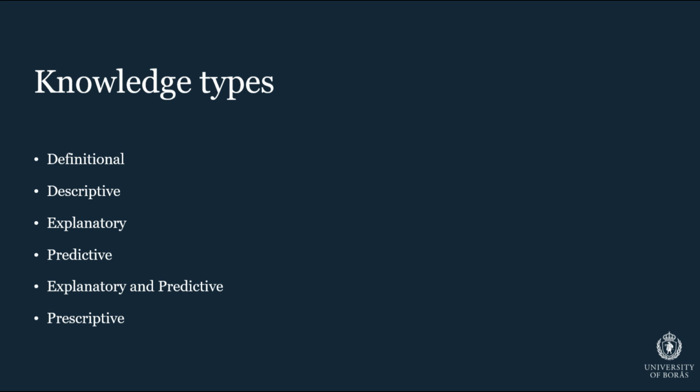Descriptive knowledge provides detailed observations and descriptions of phenomena, forming the empirical basis upon which theories are built. Explanatory knowledge offers insights into the underlying mechanisms and causes of phenomena, helping to understand why things happen the way they do, thereby strengthening the theoretical framework.